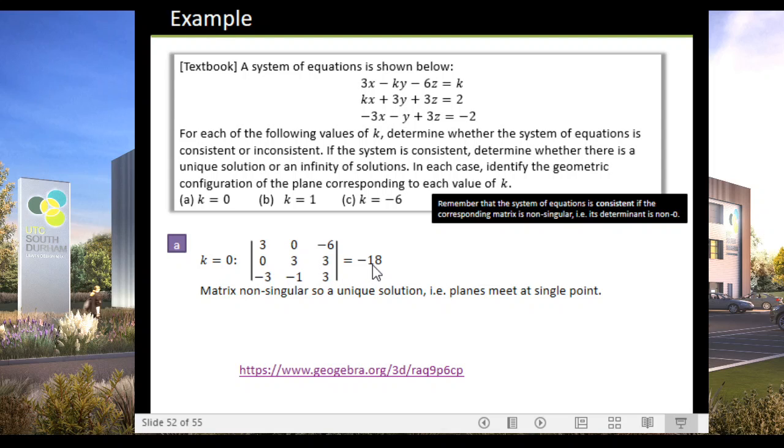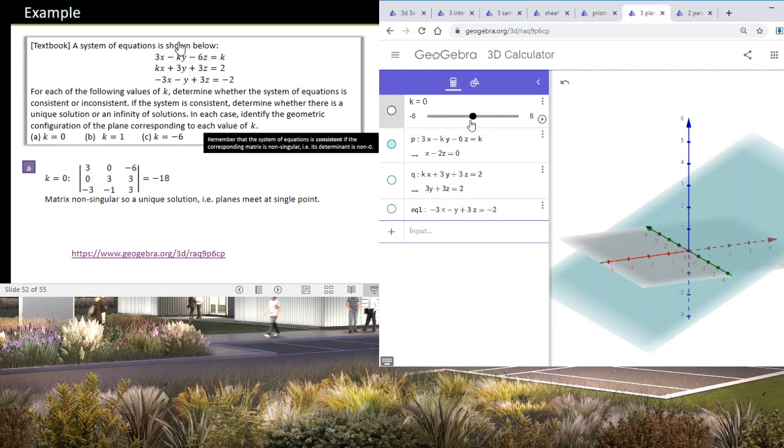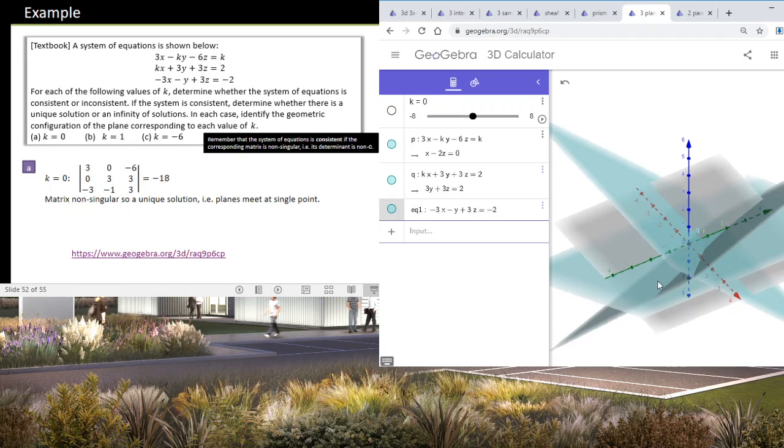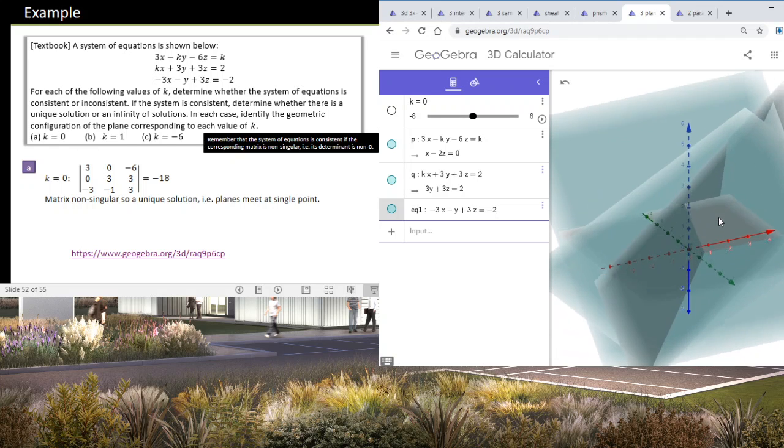It's not 0, so there is a unique solution, i.e. the planes meet at a single point. So the system is consistent. There is a unique solution. And the geometric interpretation is the planes meet at a single point. Let's have a look at what that looks like in GeoGebra. K equals 0. Put all three planes on. You can see somewhere hidden in there, about here, all three planes do indeed meet at a single point.